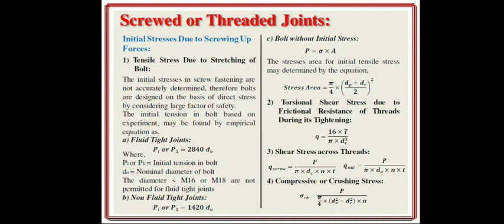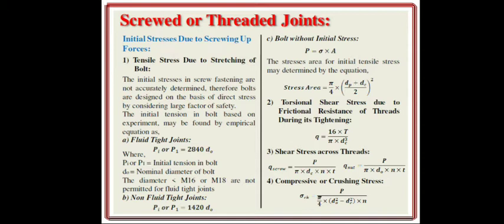Now C, the bolt without initial stress, where P is equal to sigma into A, where the stress area for the initial tensile stress may be determined by the equation, that is stress area is equal to pi by 4 into bracket dP plus dC by 2 bracket square. So by using this formula you can find out the stress area. Now the second one, the torsional shear stress due to the frictional resistance of threads during tightening, where tau is equal to 16 into T divided by pi into dC cube.